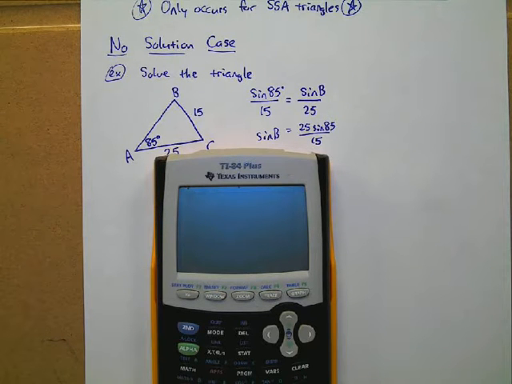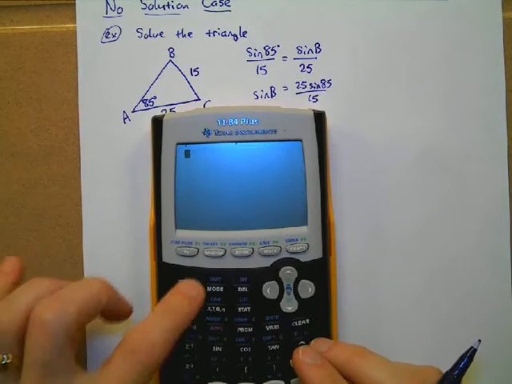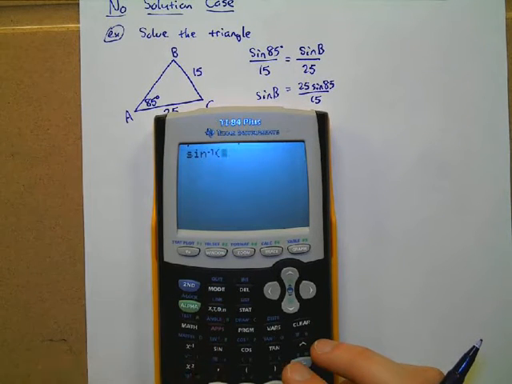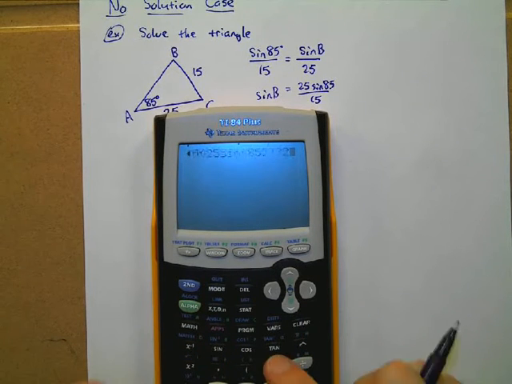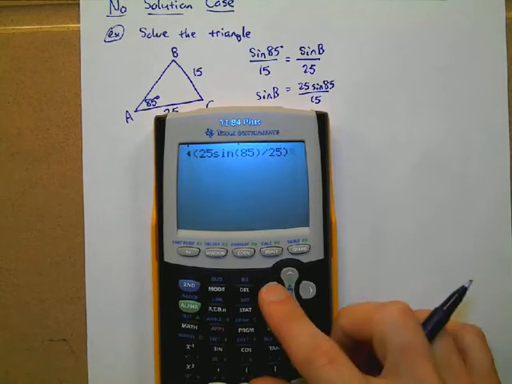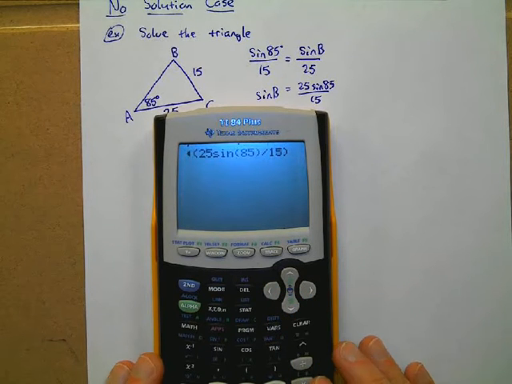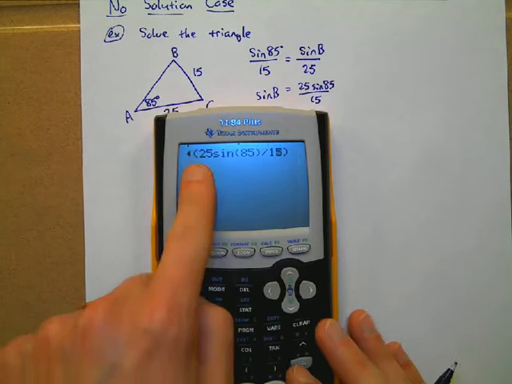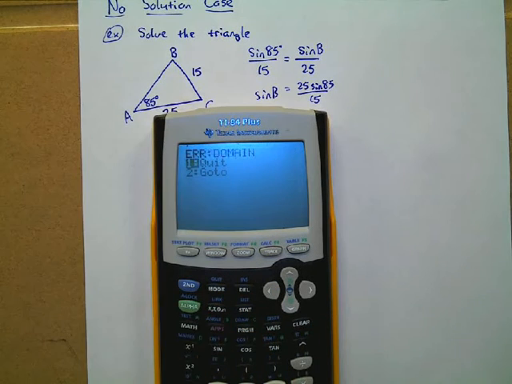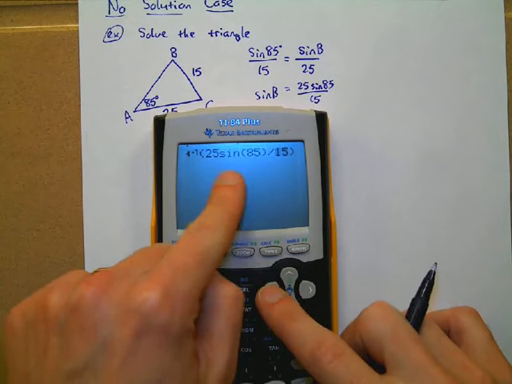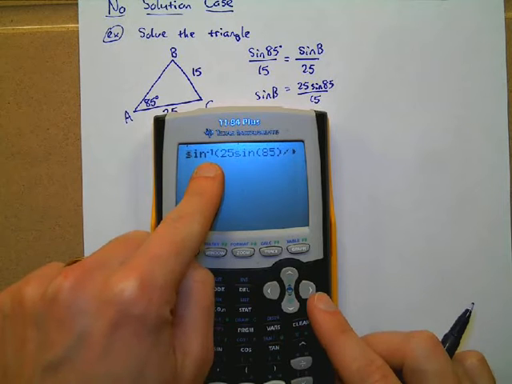So I could just jump right into my calculator here, press second sine, so arc sine or sine inverse, of the 25 times the sine of 85 over 15. Okay, so again, it's 25 sine of 85 over 15, just like I got there. I'm doing inverse sine of that. Okay, so I hit enter, and I get an error. So I can look back here and see, no, I'm pretty sure I typed everything correctly. Sine inverse of 25 times the sine of 85 over 15. Maybe I need to put parentheses around my numerator. Maybe I should do that.